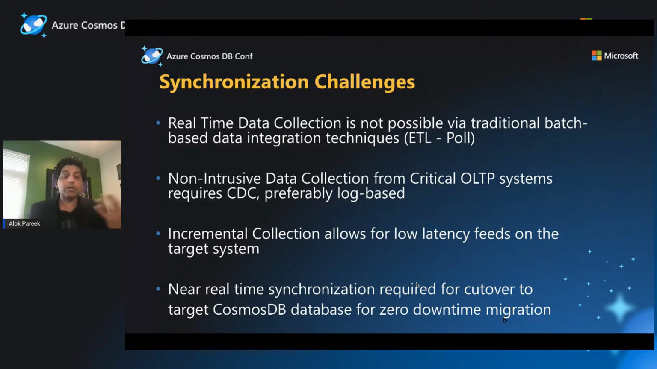The other part is that you want to make sure that you're able to keep the two sides in sync, which means that not only are you collecting the data, you're also applying it using the APIs on the Cosmos DB side, and you have to be able to parallelize the writes to different containers. So you want to make sure that you're able to keep up in near real time between the two systems, so that ultimately you can fail over or cut over to the Cosmos DB side. Okay, so these are some of the synchronization challenges.